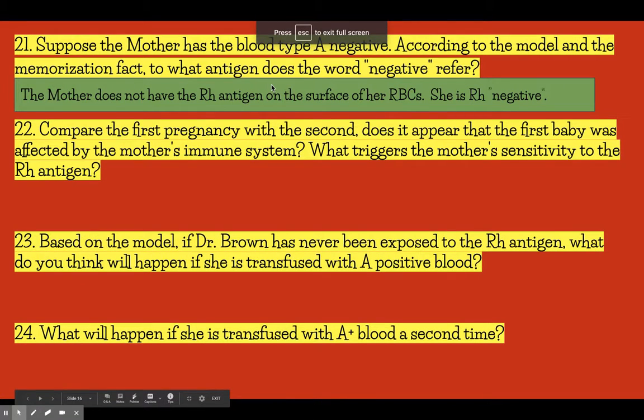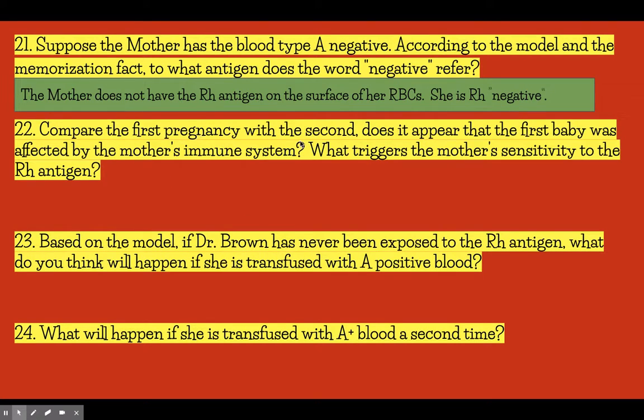Suppose the mother has blood type A negative. According to the model and the memorization fact, which was on your worksheet, what antigen does negative refer to? This is an easy one for us. Mother does not have the Rh antigen on the surface of red blood cells. She is Rh negative. When we say A negative, that's what we mean.